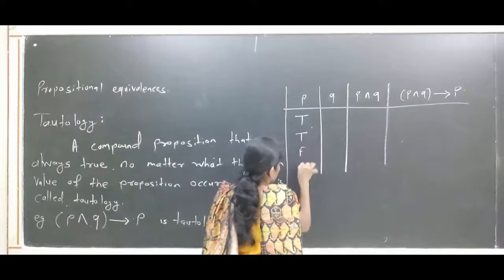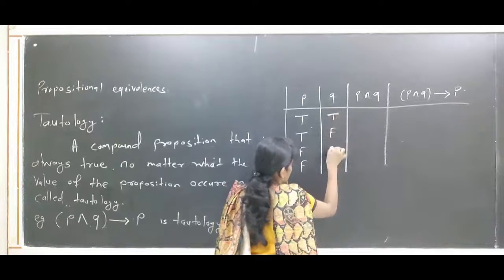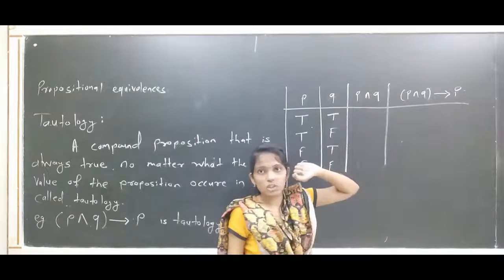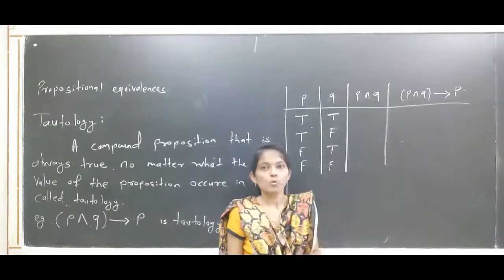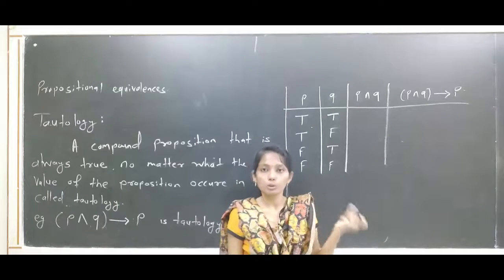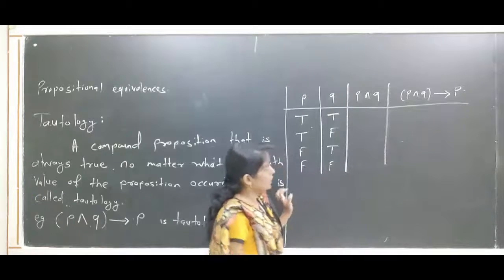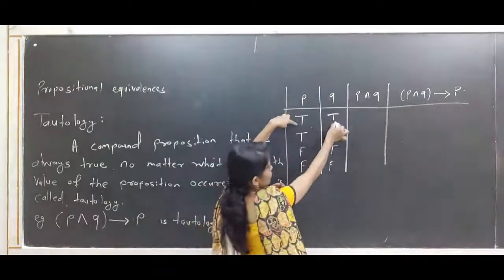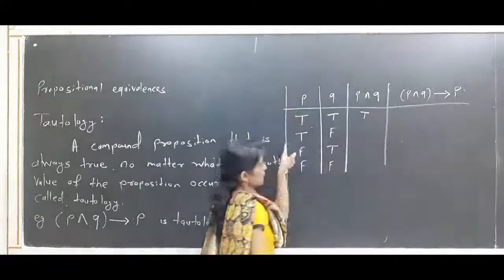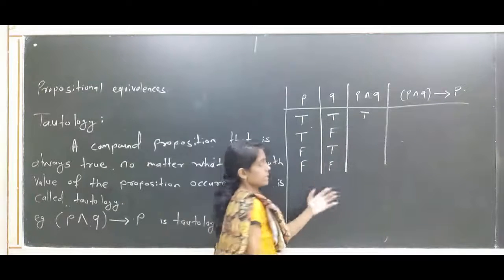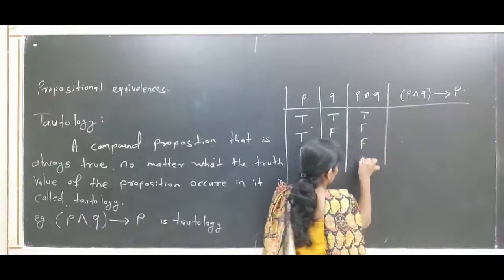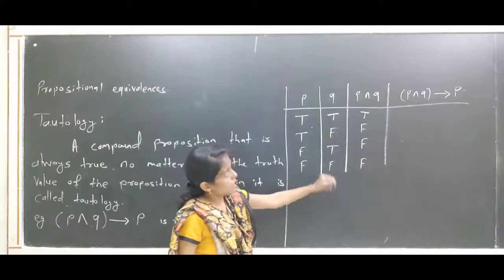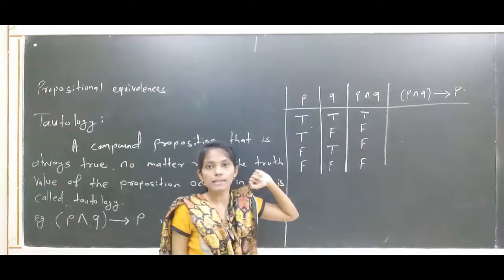True, true, false, false. Now, we all know that this is conjunction, that is and. So when the truth value of both propositions is true, then the conjunction is true. Otherwise, it is false. So here P and Q both true, so it is true. Here TF, FT and FF, so it is false. T, F, F. Get it?